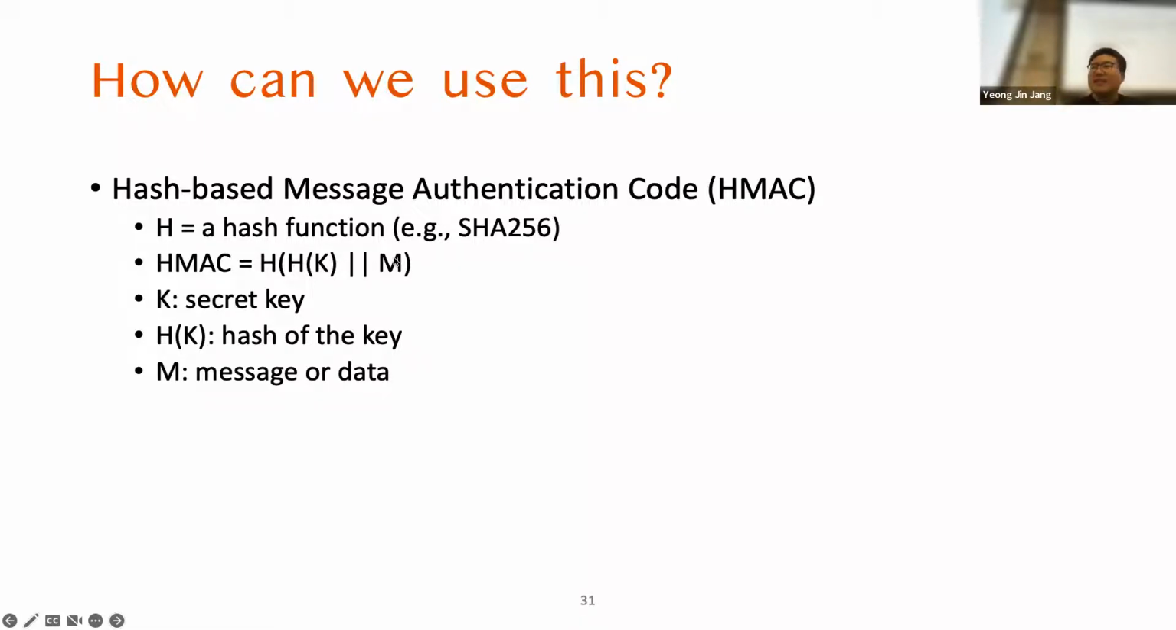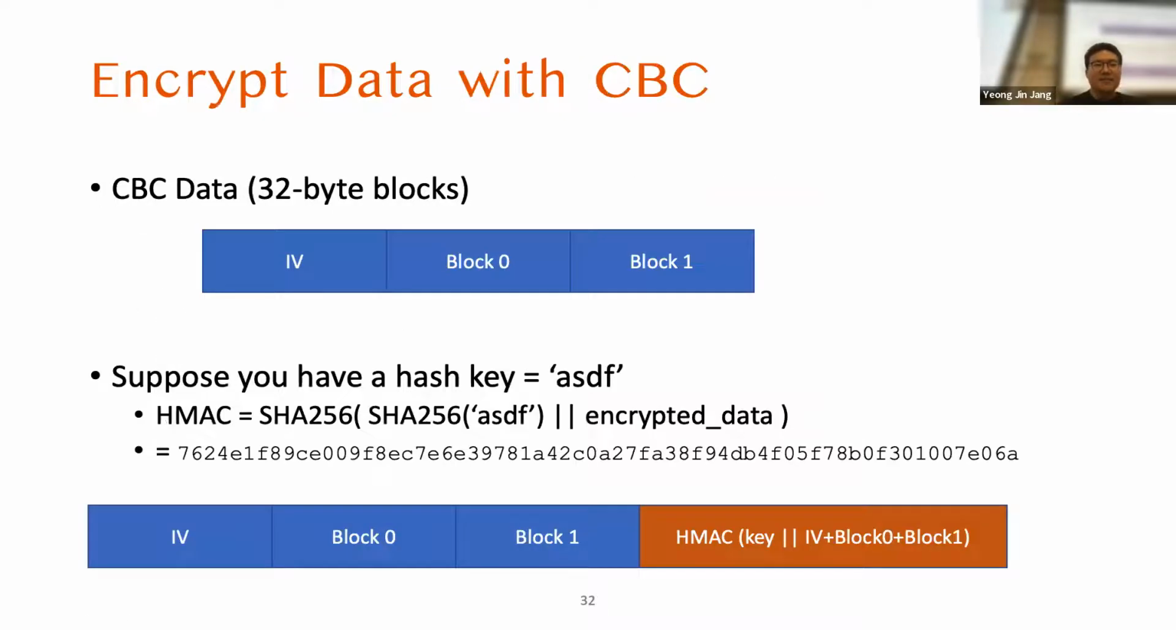Suppose we have some encrypted data blocks, so the IV and then the blocks are here. Suppose you have a secret hash key, ASDF, just a simple key. To generate the HMAC, we run SHA-256 on ASDF first, put that 32 bytes first, and then attach the IV, block 0, and block 1. Then we attach the encrypted data and run SHA-256 again, and that will be our HMAC. We will store this here.